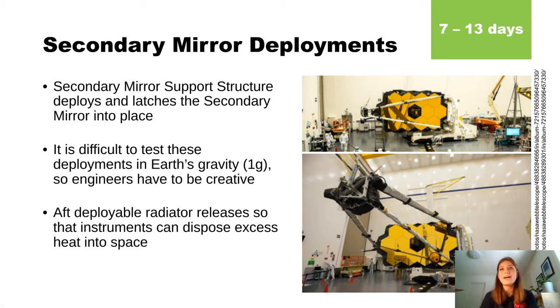One thing that they do, I don't know if you can see it in this picture here, but on the bottom you can see some cables that support the SMSS during these deployment tests. These cables are intended to help offset gravity, or at least simulate what zero gravity would be like. We also use ground support equipment, and we do some verification by analysis and simulations to creatively figure out ways we can verify these deployments and have high confidence in them. And then finally, after this, the aft deployable radiator releases so that instruments can dispose excess heat into space, which is important for reasons discussed earlier. We've got to be really, really cold, really cryogenic.